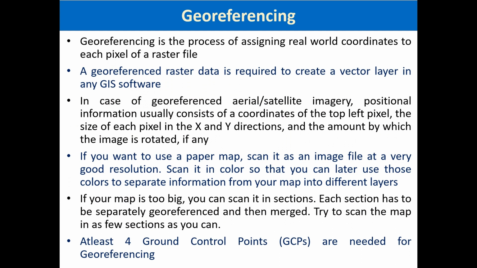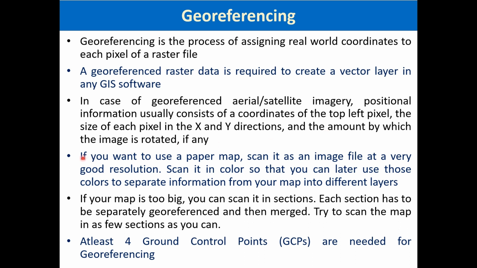Georeferencing is the process of assigning real-world coordinates to each pixel of a raster file. A georeferenced raster data is required for creation of vector layers in any GIS software using digitization tools. In case of a georeferenced aerial or satellite imagery, generally the positional information is already stored. It consists of the coordinates of the top leftmost pixel, the size of each pixel in X and Y directions, and the amount by which the image is rotated, if any.